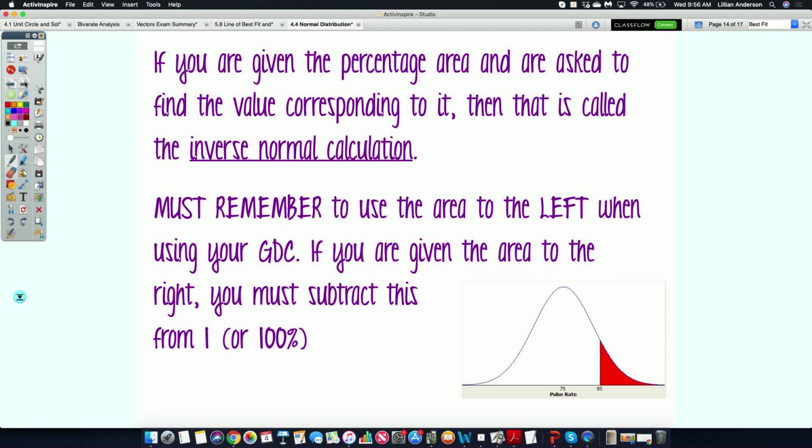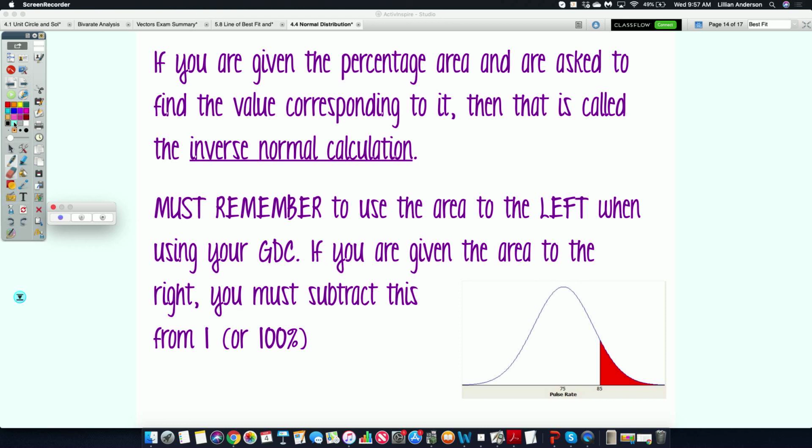All right. One last thing to go over is just like I used the calculator to find your probabilities, your percentages, your areas underneath the curve, you can actually use those to find the actual x values on your x-axis. So if you're given a percentage area and are asked to find the value corresponding to it, then you use something that's called inverse normal calculation. Okay, inverse normal calculation. This is used when you're given the probability and you're looking for the x value.